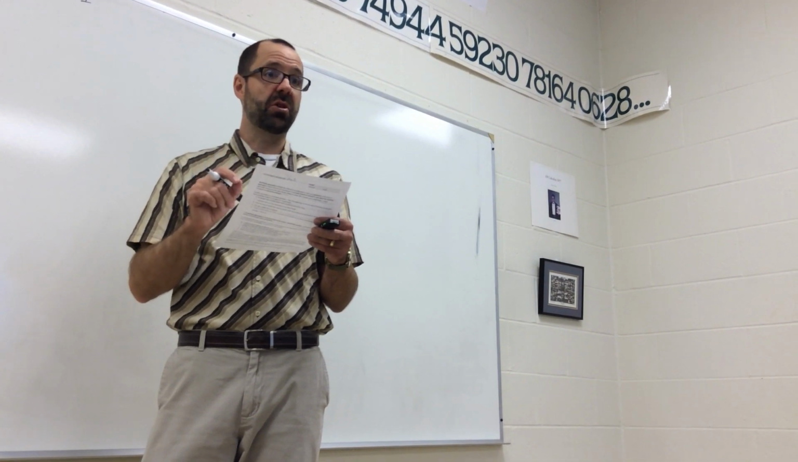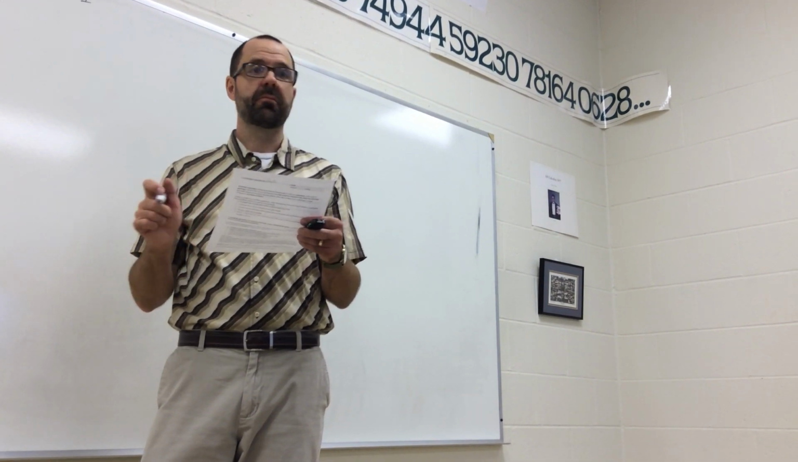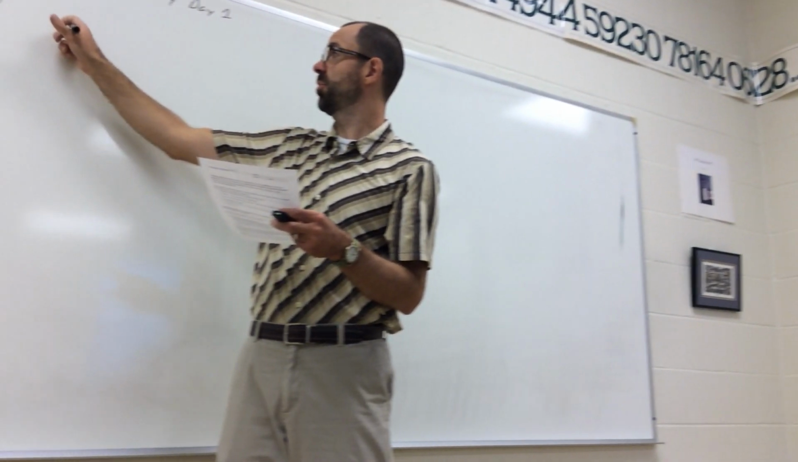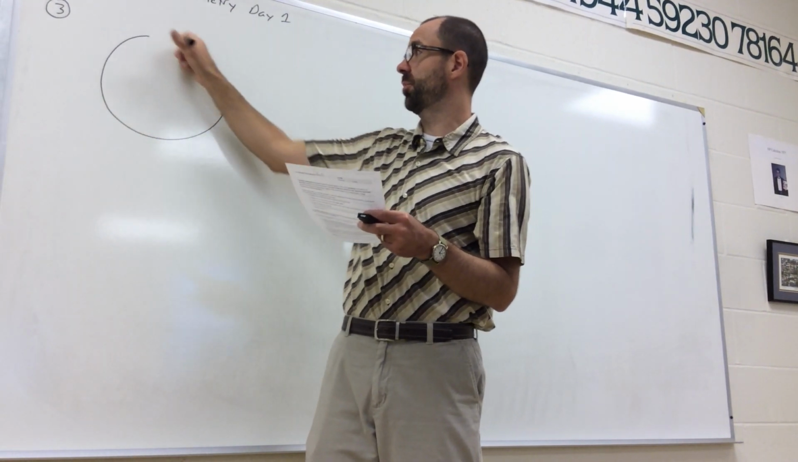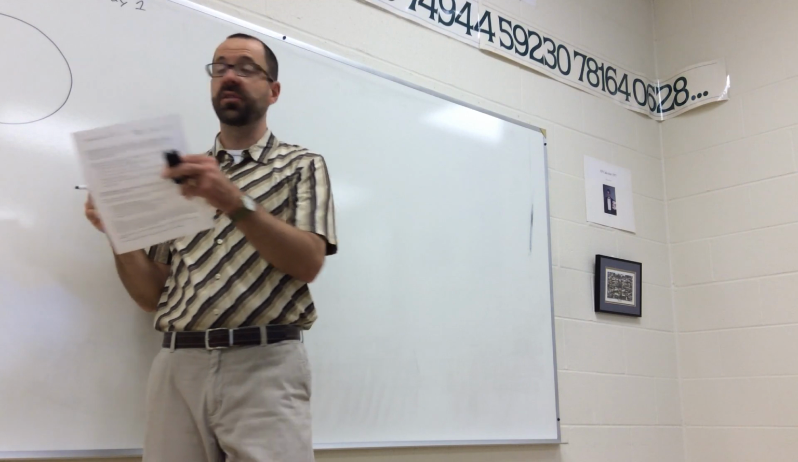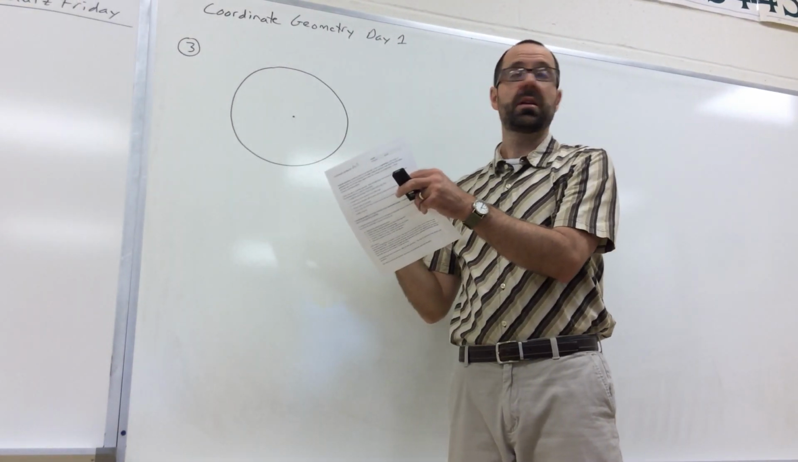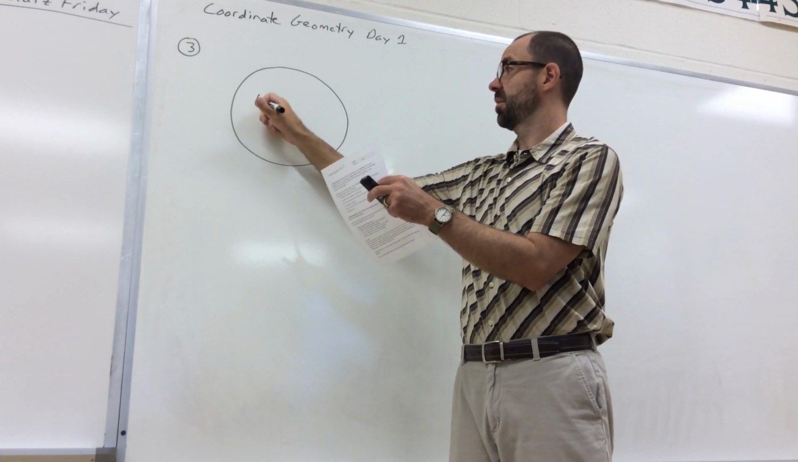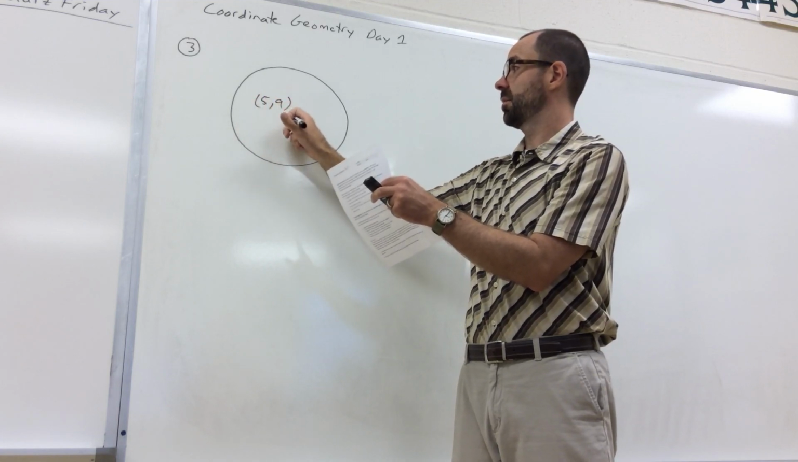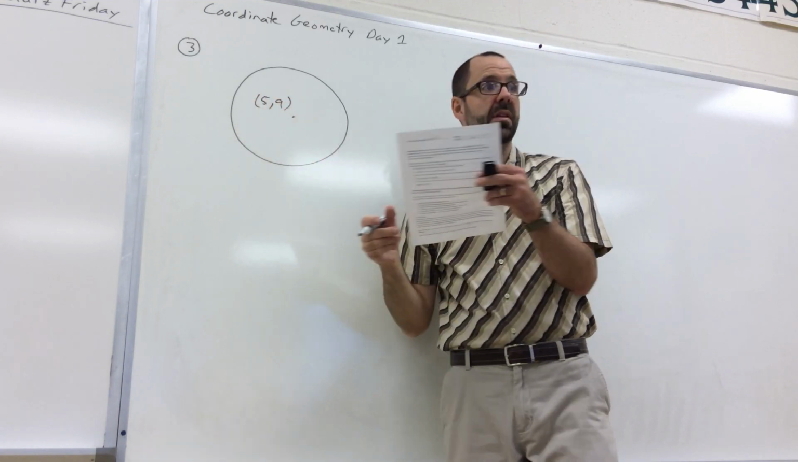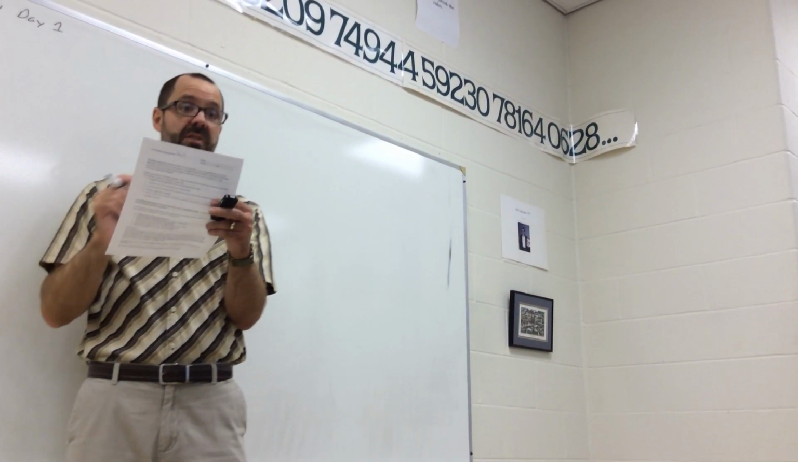5, 9 is the center of a circle. All right, so to help with our visualization, draw a circle on your paper. And then the center of the circle is right in the middle. And apparently that's the point 5, 9. So that's the first sentence. 5, 9 is the center of a circle.